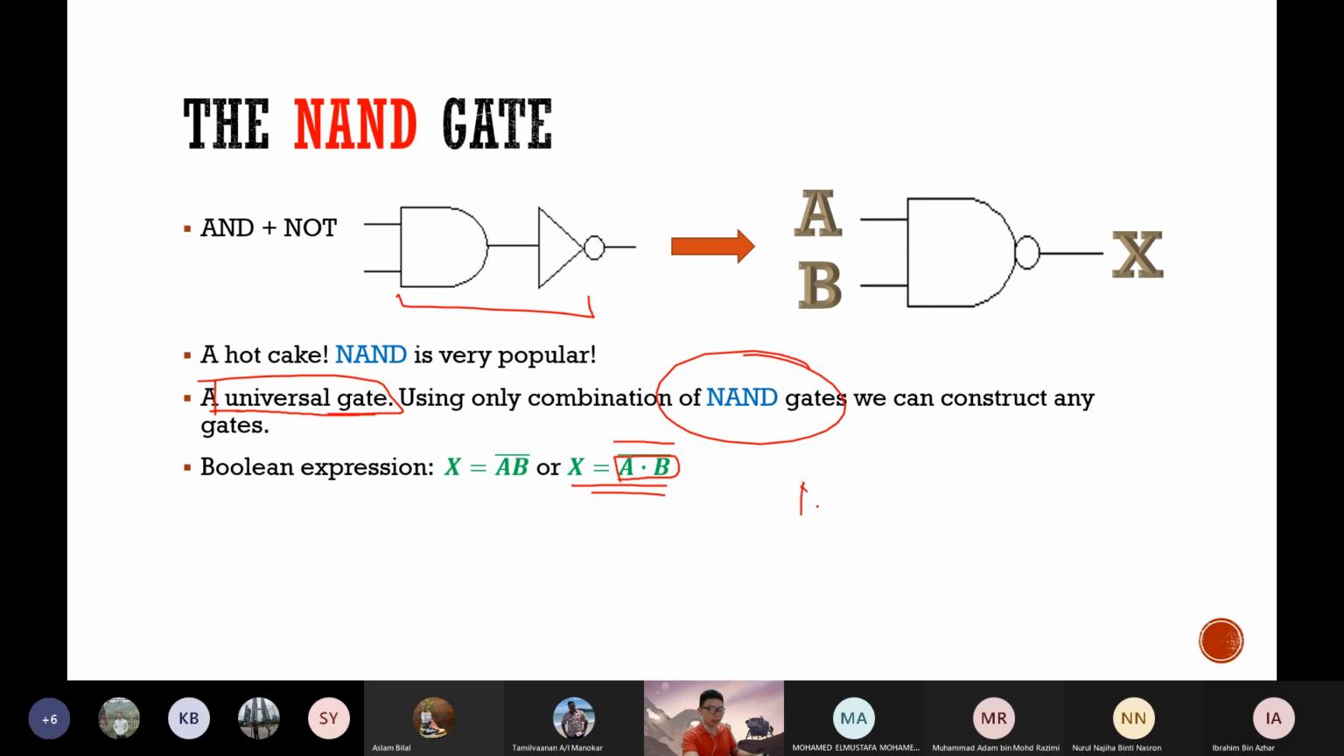Okay, so this is N, and then after that you invert the results of the N. That is the output X. Okay, this is the output X, and that is the Boolean expression. So just by looking at the Boolean expression, you can roughly know how the truth table might look like.